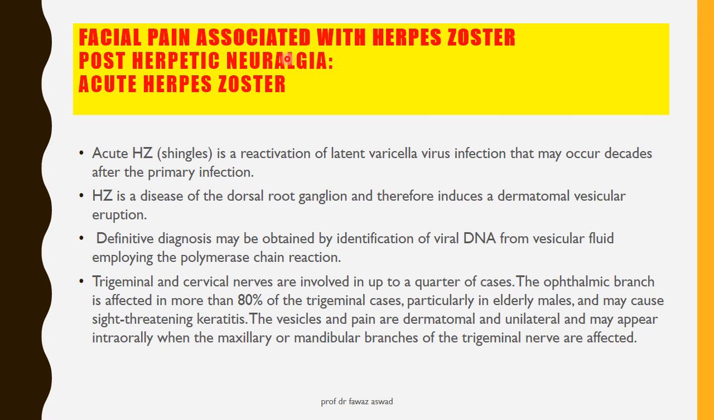and here there will be reactivation of the latent varicella virus infection, which usually occurs after the primary infection of the herpes, and is considered to be a disease of the dorsal root ganglia. And we could demonstrate that there are vesicular eruptions along the dermatomal area which is going to be affected by the acute herpes zoster.